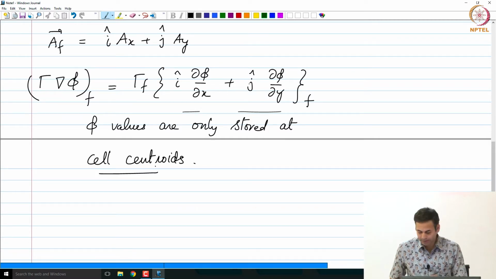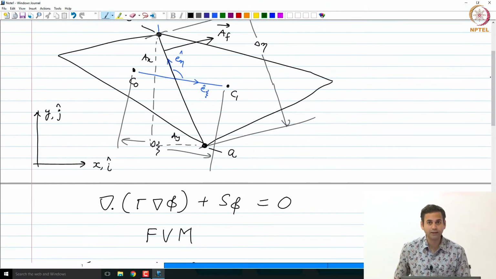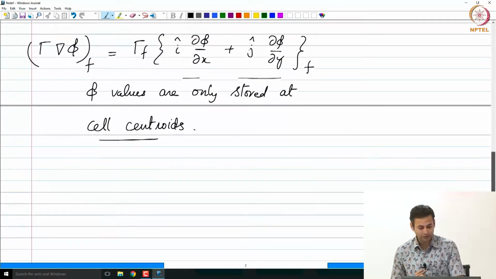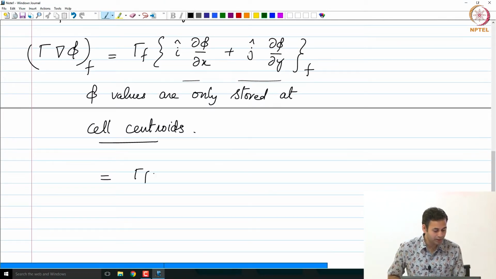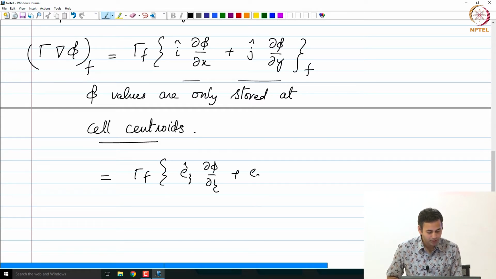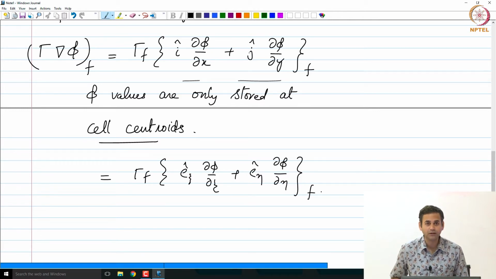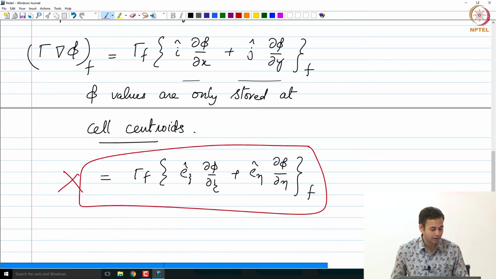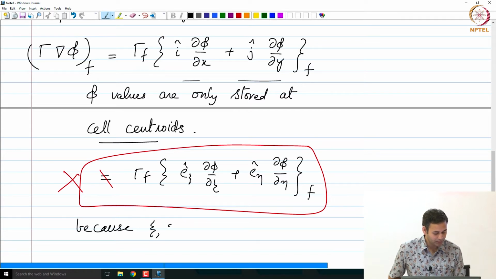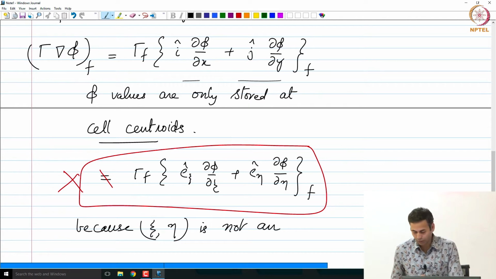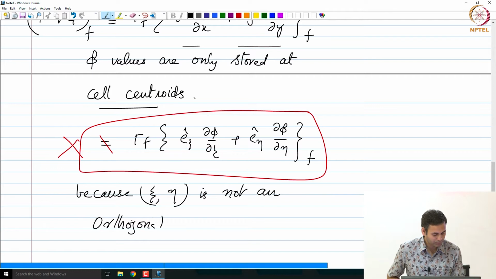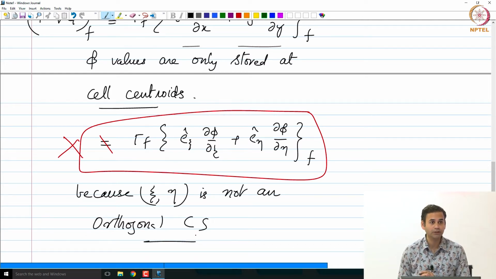As a result, what would be a better way to work with? If we can calculate the gradient in the xi direction, that is a better way to work with, because the xi direction connects C0 and C1, where we have the values. But of course, because the mesh is not orthogonal, can I evaluate the gradient as e xi hat partial phi partial xi plus e eta hat partial phi partial eta? Can I write like this? I cannot write like this, because this is not an orthogonal coordinate system. So this is not equal to this, so we cannot work with this. Now the xi eta is not an orthogonal coordinate system, so as a result, we cannot decompose it into two components of e xi and e eta.